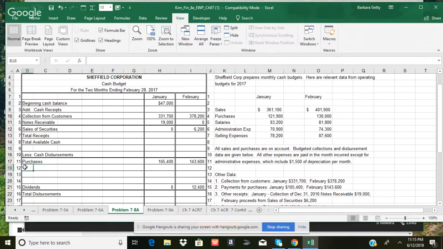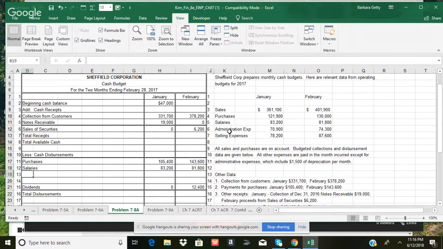So under purchases, I'm going to put salaries. Now, we would normally put salaries expenses, but in the drop down, it doesn't give you that option. So we'll put 83,200 and 81,800.